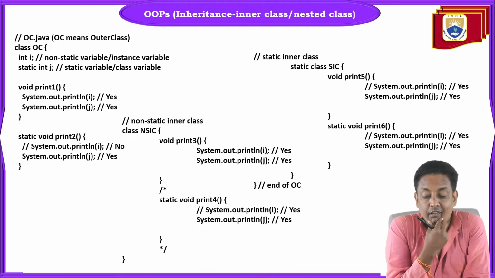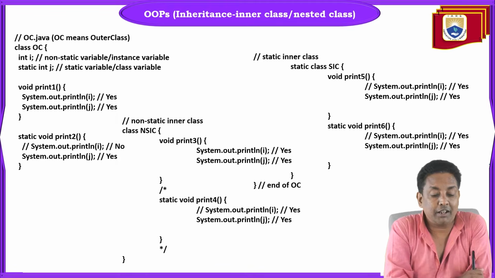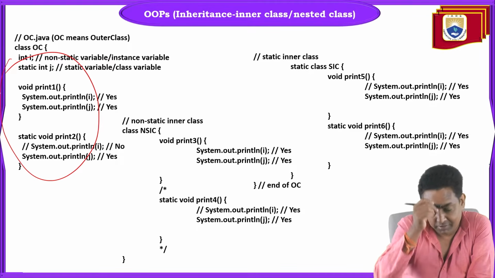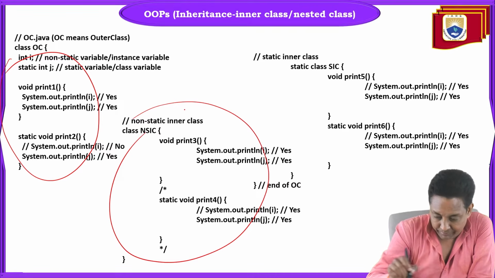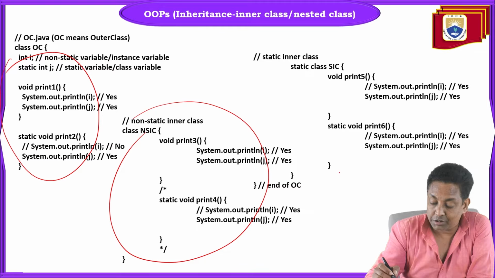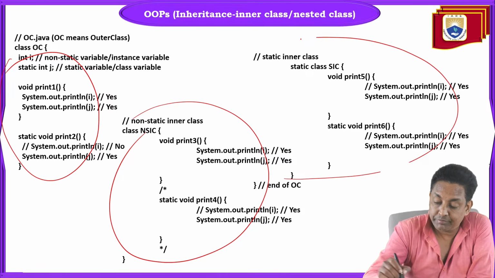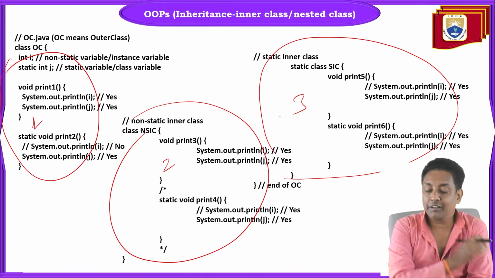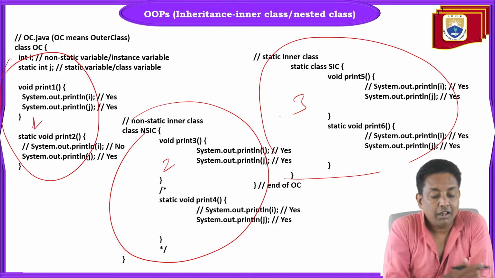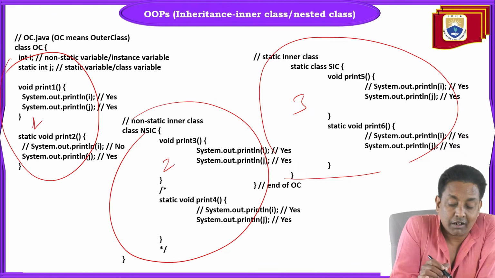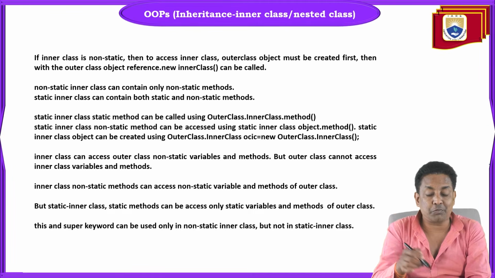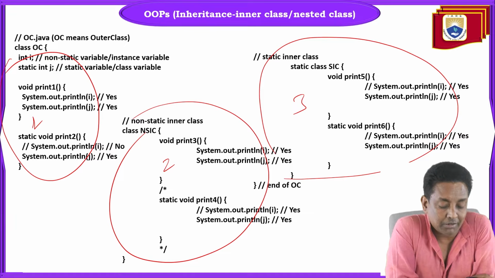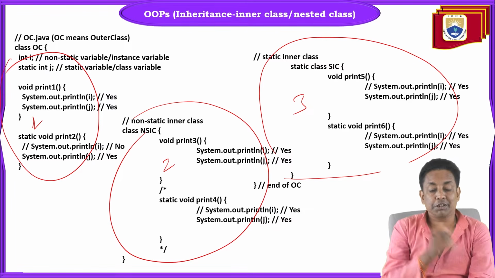Okay. See this example carefully. Here we are having this one portion, this is another portion, and this is another portion. 1, 2, 3. I'll explain about the outer class points once after completion of the example. Then you will get clarity on the explanation.